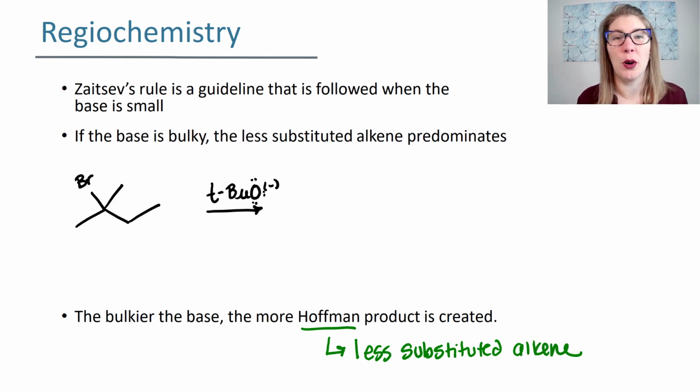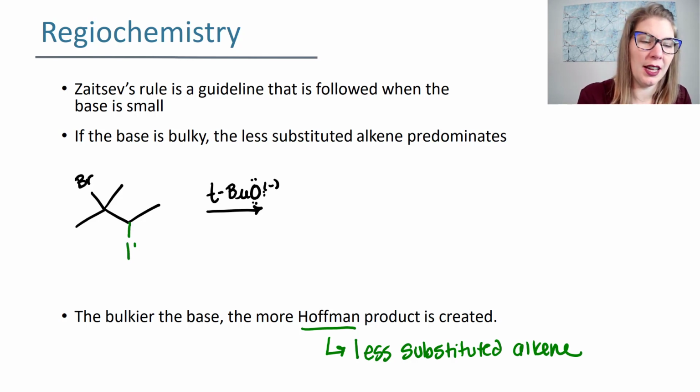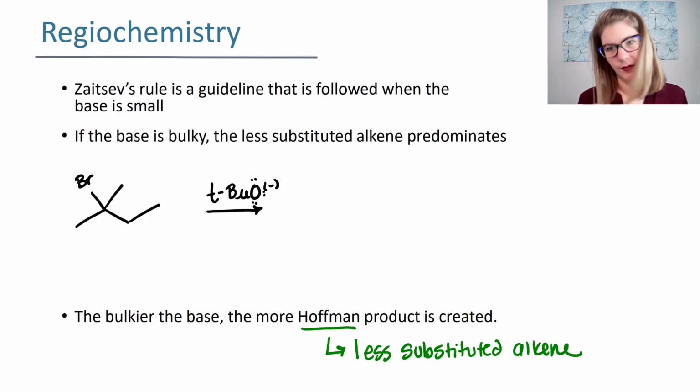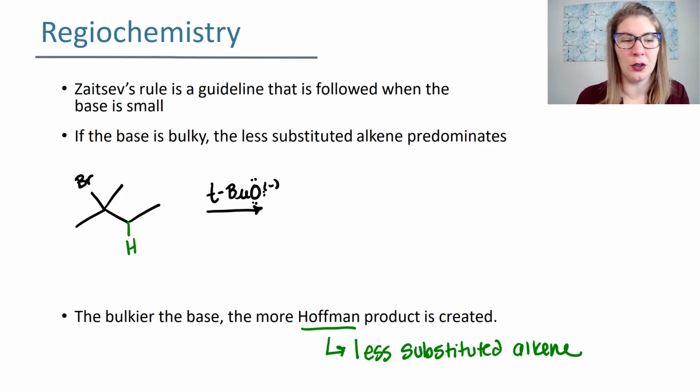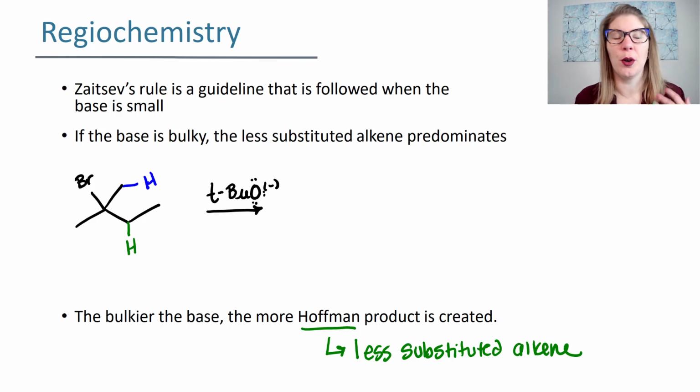If your base is bulky, instead of pulling off this proton that I've drawn in green, your base will pull off one of the protons on either of the methyl groups more readily. Let's talk about why.